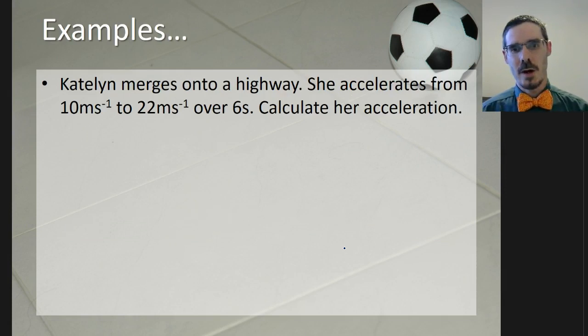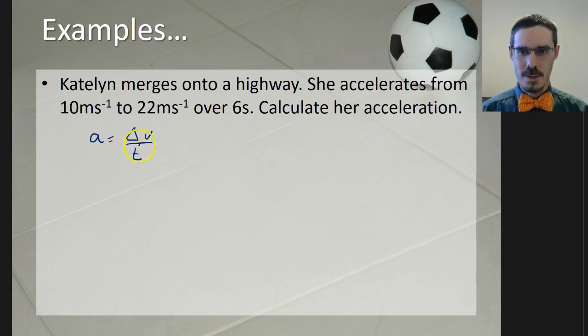Kaitland merges onto a highway. She accelerates from 10 metres per second to 22 metres per second over 6 seconds. Calculate her acceleration. Well, the acceleration is the change in velocity over time. Now, I've written this with a delta. That's a capital delta, a triangle. That means the change in. If you've done some calculus already, you'll recognise that notation.